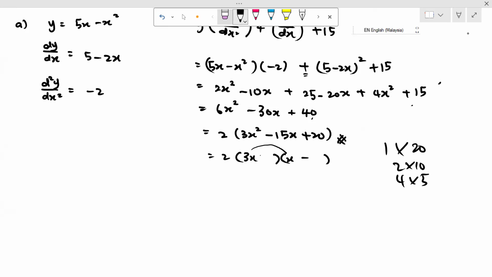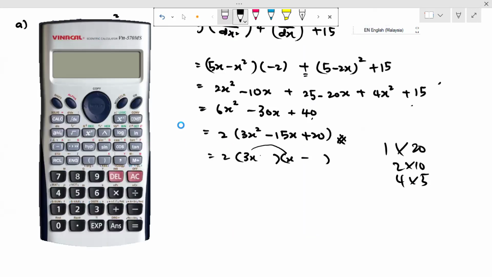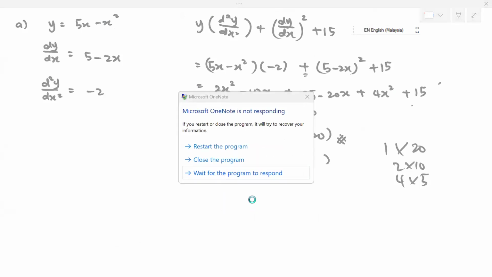Okay? We can also double check using the calculator. We assume that it equals 0, but this is not an equation, it's an expression only. If we assume that it equals 0, so we will have the degree 2. So we have 3, negative 15, and then 20. Cannot, because imaginary number. Alright, cannot.